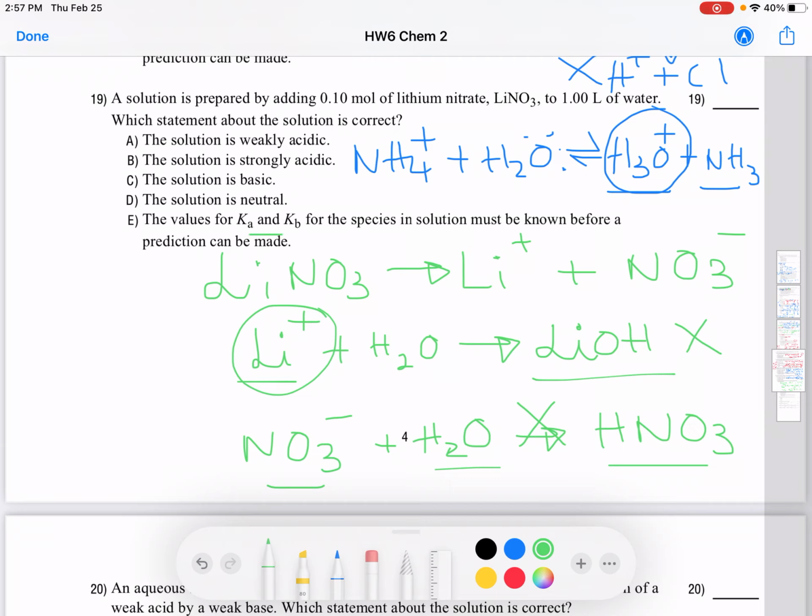Are the values Ka and Kb needed? No, we don't need to know Ka or Kb because both ions are coming from strong acids and strong bases. If the ions are coming from weak acids and weak bases, then we need to know the Ka and the Kb.